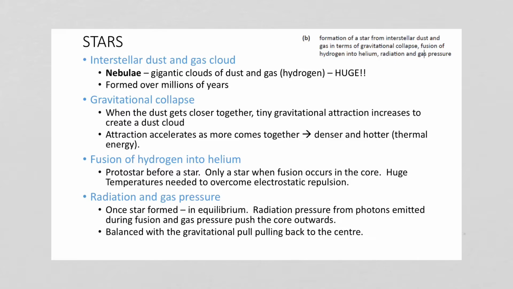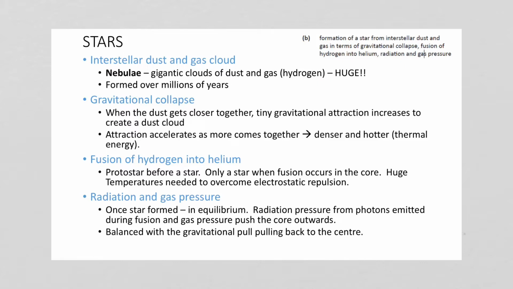You'll be able to look at in your book for a picture, but in essence, they're formed over millions of years. And there's really small gravitational attraction between all the particles of dust and gas that's there. And as they start moving over time, they move towards each other and we get a great big dust cloud. And as I said, it's mainly hydrogen, but we're talking absolutely huge.